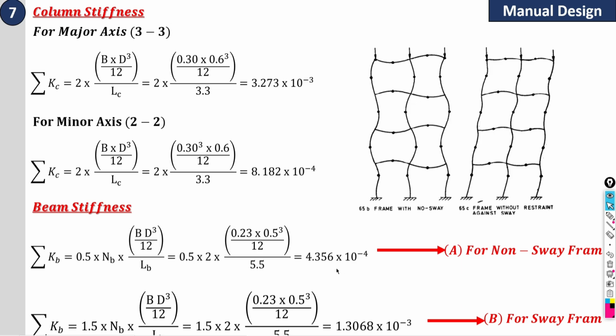So we have calculated the stiffness for the column, we have calculated the stiffness for the beam. For the case of the column, there is no role of sway and non-sway. Whether for sway, whether for non-sway, it is fine. But for the case of the beam, Woods says that for non-sway, you have to implement this formula, and the value we are getting is 4.356, and for a sway condition the value we are getting is 1.3068 into 10 raised to minus 3.